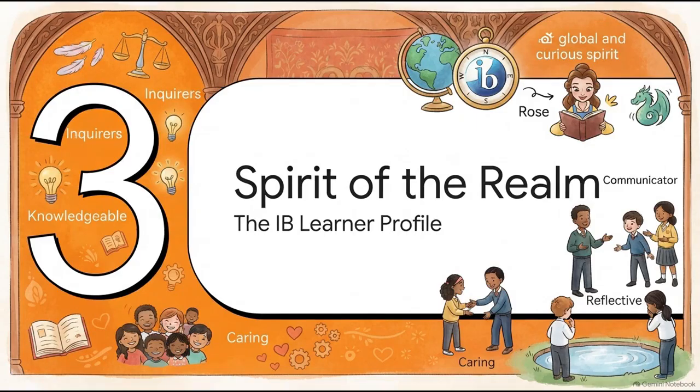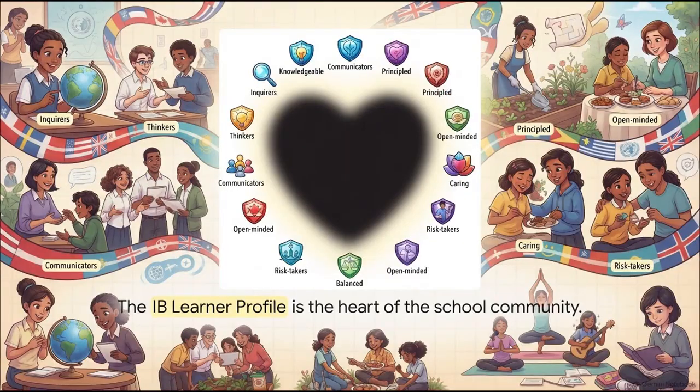Section 3, the spirit of the realm, focusing on the IB learner profile. Because a true community isn't just made up of policies. It's made of the people living those policies. And that brings us to the IB learner profile. These 10 attributes, being inquirers, knowledgeable, thinkers, communicators, principled, open-minded, caring, risk-takers, balanced, and reflective, these are the absolute heartbeat of your culture.